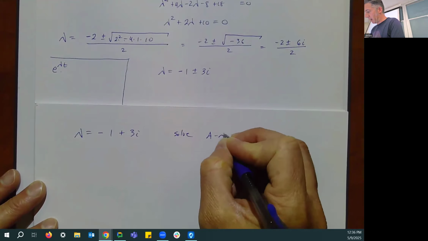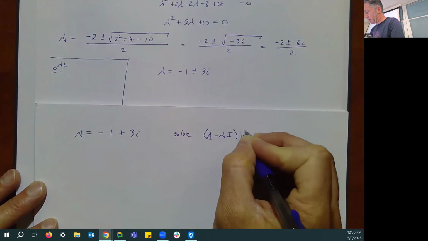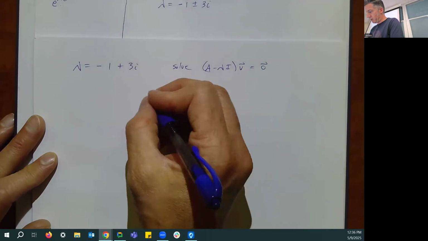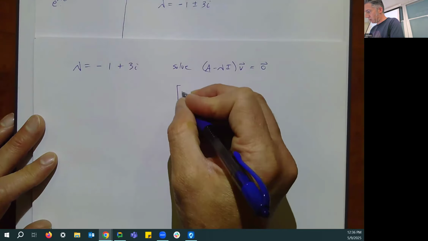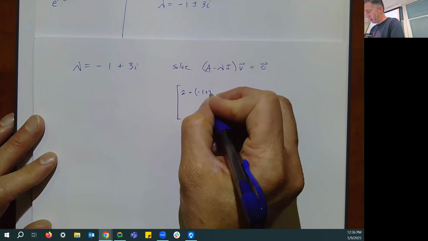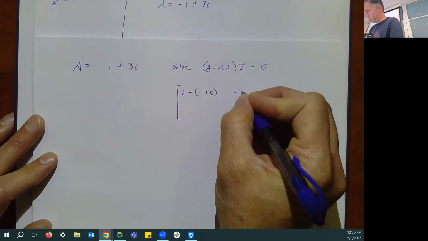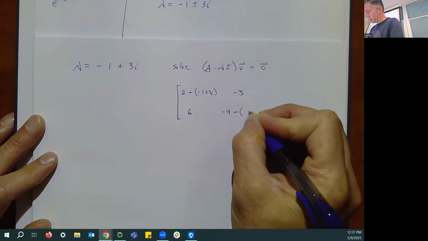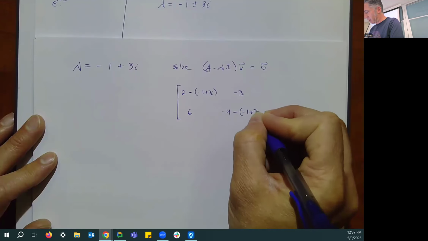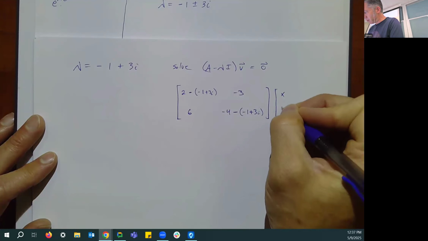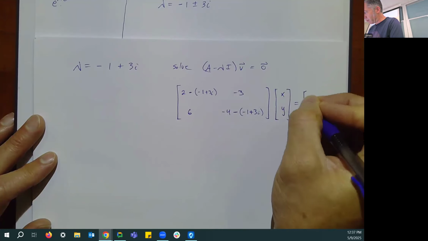A minus lambda I times our eigenvector equal to the 0 vector, which in this case is going to look like my matrix. So 2 minus my eigenvalue, -1 plus 3i, -3, 6, and -4 minus my eigenvalue, -1 plus 3i, times the eigenvector I'm looking for, equal to the 0 vector.